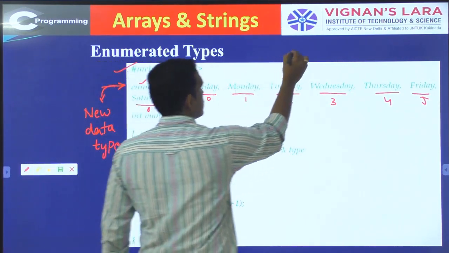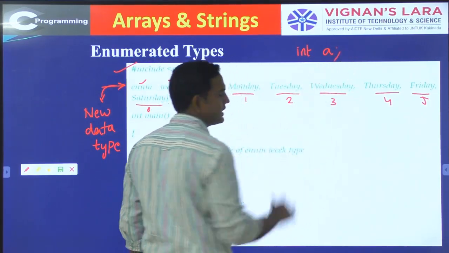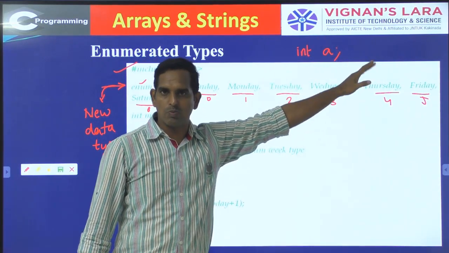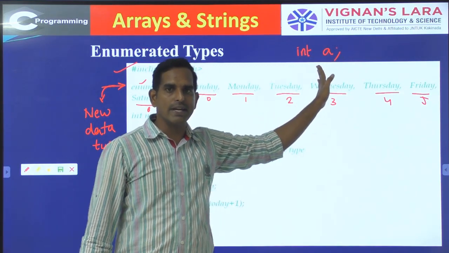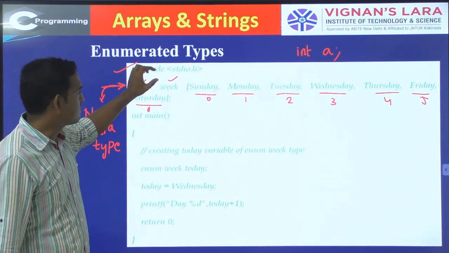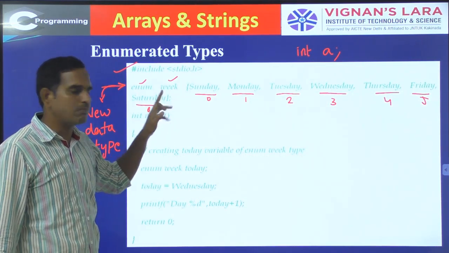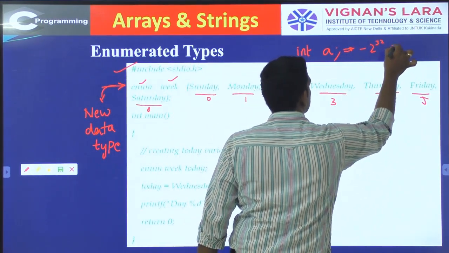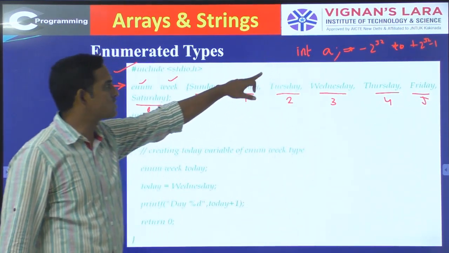Just like if you have the data type int, with which you create the variable int a. Int a means a can have values from -2 power 32 to +2 power 32. So that is the declaration of your data type int. Now you have created a new data type week. The week values can be from 0 to 6 only. A values can be from -2 power 32 to +2 power 32 -1. These many values can be stored in a.